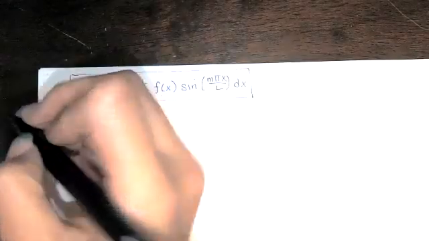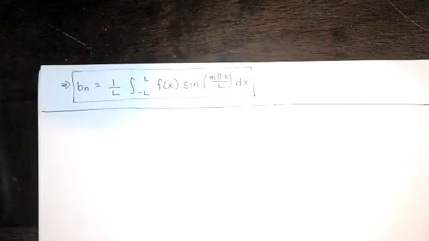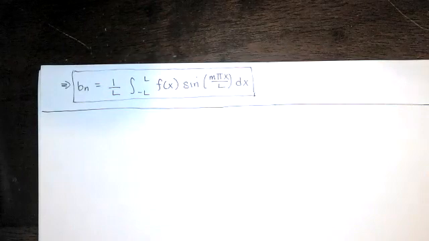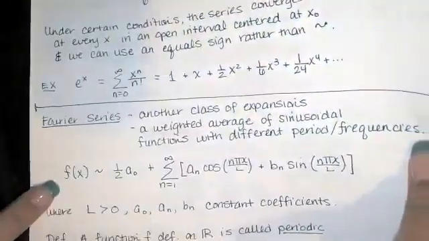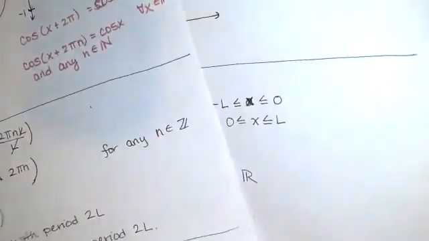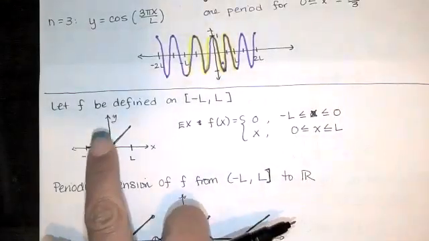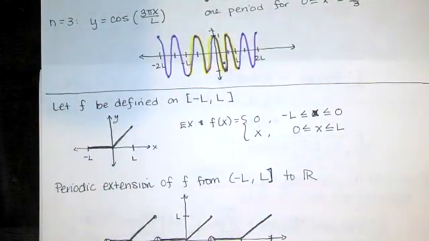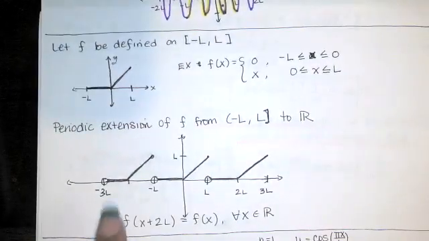Okay, so remember where we started. I started over here. That's the Fourier series for my function. And then I said right here, we're assuming that f is defined on the interval from negative L to L, and this is its periodic extension.